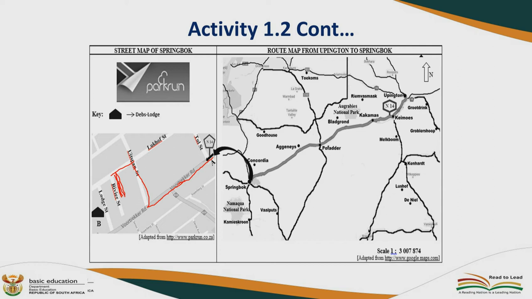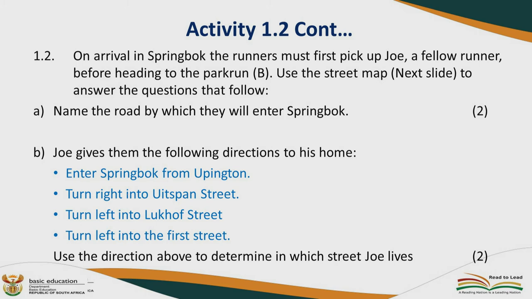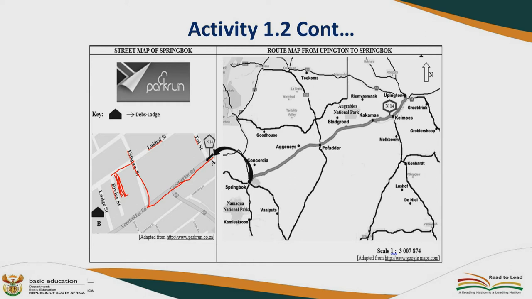Now let's see the question. We followed the instructions. The question is, use the directions above to determine in which street Joe lives. So in which street does Joe live? We've already determined the answer. He lives in Refil Street. So the answer is Refil Street.